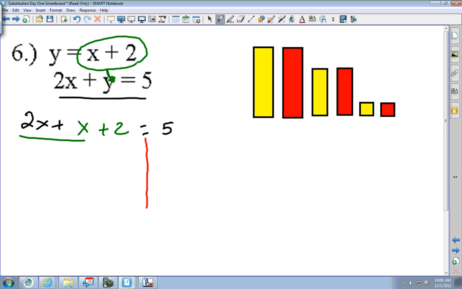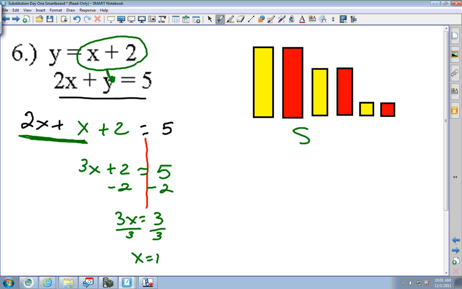I have 2x and 1x. That's 3x plus 2, and it equals 5. Solve from here. Subtract 2 from each side. 3x equals 3. You're going to divide by 3. X equals 1. My solution, I have my x number, but you're not done. You need the y.